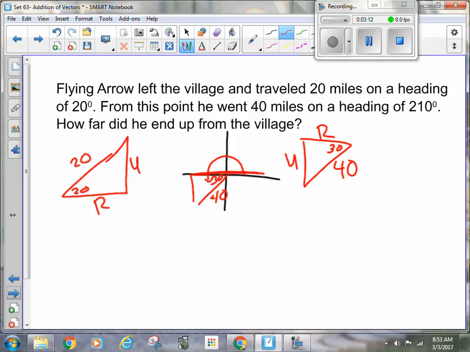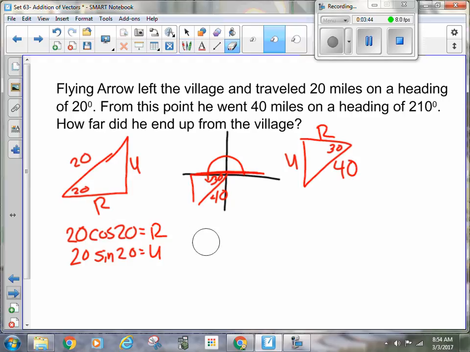and then we have our R and our U. Okay, so we can set this up with our 20 times the cosine of 20 gives us our R, and 20 times the sine of 20 equals U. Now, if you're not sure where the cosine and the sine are still coming from after doing these polar coordinates and vector coordinates, stop, ask me, let me know what you have questions on, okay? And so we punch those into our calculators and we get 18.79 and 6.84.